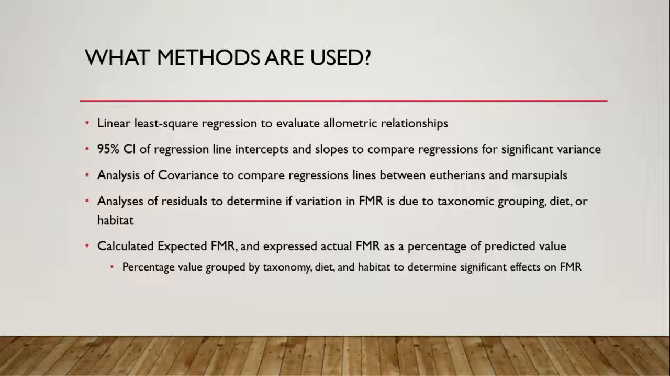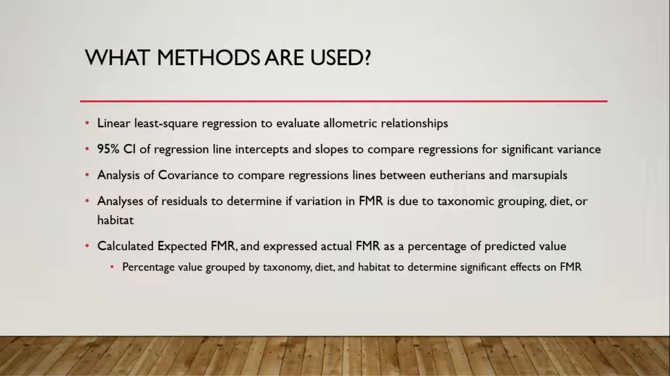As this study consists entirely of analyzing previously established data, the methods section consists entirely of mathematical models. I'm not going to get into too much detail because there's a lot of detail to get into. The author used linear least squares regression models to evaluate allometric relationships. A 95% confidence interval of regression line intercepts and slopes was used to determine significant variance between regression models. Analysis of covariance was used to compare regression lines between eutherians and marsupials.